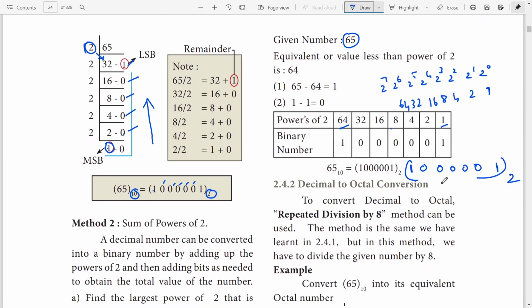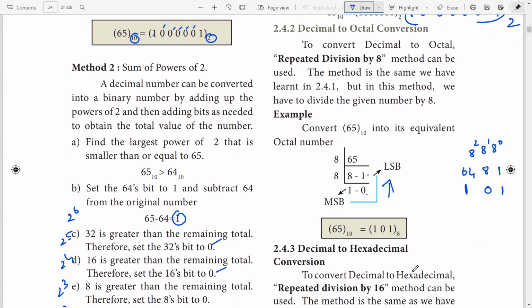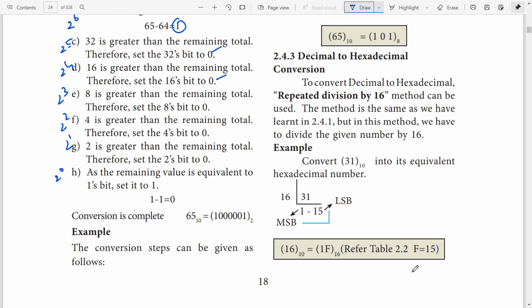Is it clear? Next, decimal to octal, power 8. Repeated division similarly, reading from bottom to top: 1, 0, 1. This can also be converted using 8 power 0, 8 power 1, 8 power 2, that is 1, 8, 64. So 1, 0, 1: 8 is not used, 64 and 1 alone are used. 64 plus 1 which is, sorry, 65.